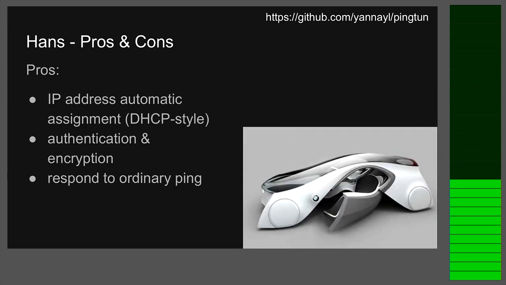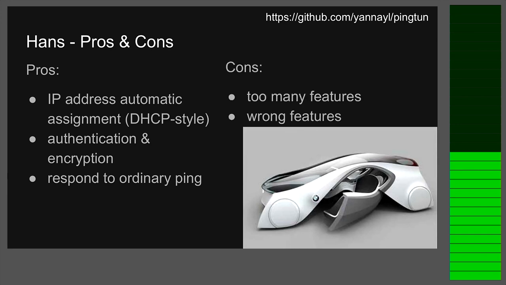The next one you'll find is Hans. In case you don't know, this is like a futuristic BMW car. Nobody fixed it, but yeah. It's very advanced. It has IP address assignment and many cool features: authentication, encryption, you can set up MTU. It's written in C++, but it's too complicated in my opinion, and not very usable. And it does things that other tools do much better, like OpenVPN. So I didn't want to use it in real life. So I came up with my implementation.